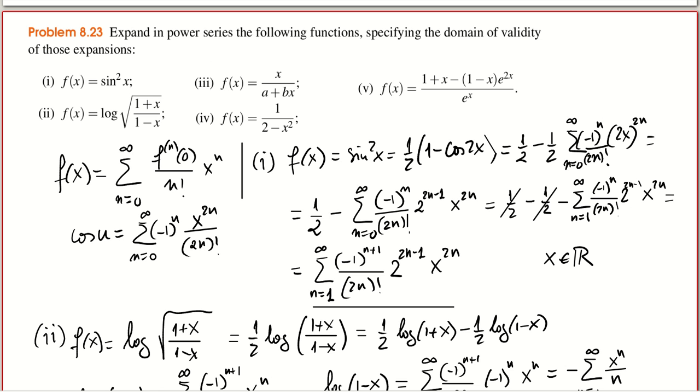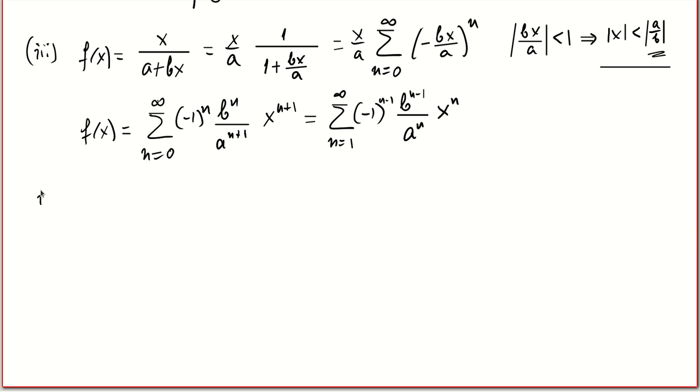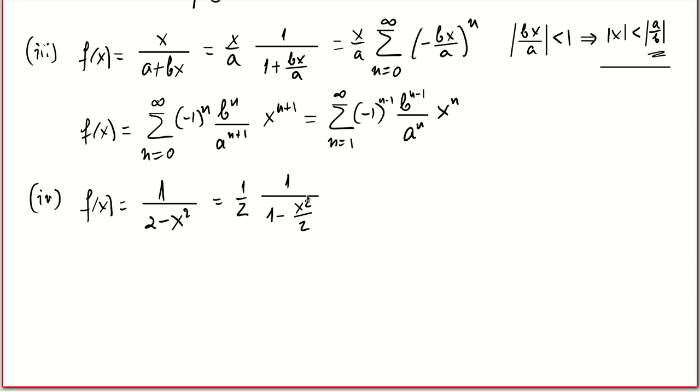Now, this one here, number 4, is 1 over 2 minus x squared. Well, it's pretty much the same as the previous one. What we have to do is to factor out 1/2, and then we write this as a function which looks like the geometric series. So it's 1/2 the sum from 0 to infinity of x squared over 2 to the power n. That's the geometric series.